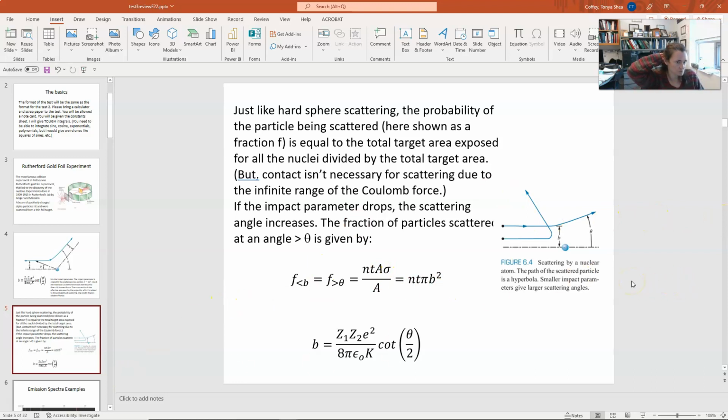So this was one of the major results from Rutherford's experiment, and he showed basically that in order to have them scatter the way that they scattered in his experiment, the only way you can explain it is through that densely positively charged nucleus.